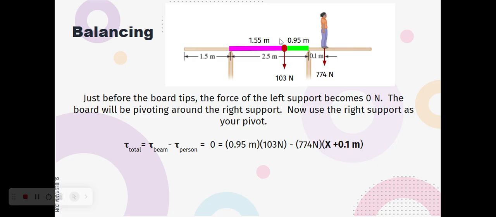The beam is not going to change. It's always at the center of mass. So that beam's weight is 103 newtons, and it's 0.95 meters away from what I've now called my new pivot point. The person, 774 newtons, and we want to know how far she can go. She was at 0.1 meter. She's got to go a little bit more, so x plus 1 meter. And now I can solve that for x. She can move another 0.026 meters. She can move 2.6 centimeters before she tips over. So she's really right there. She can just scooch up a little bit and the whole thing tips.